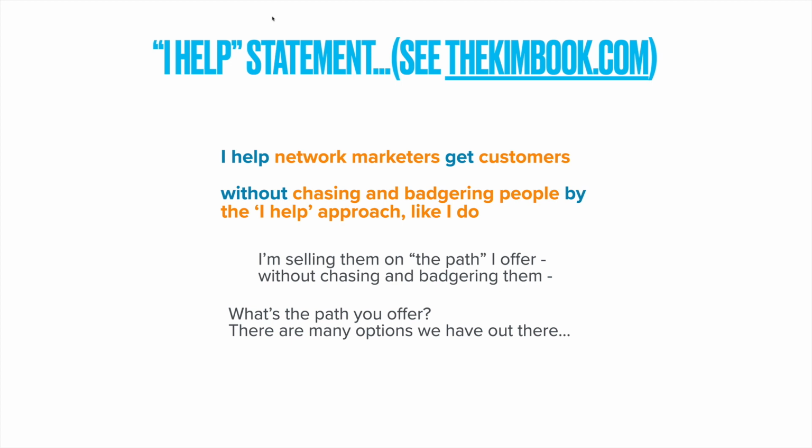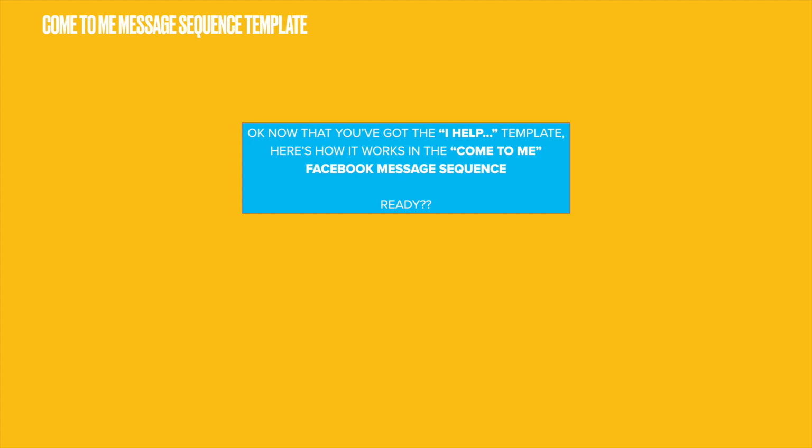All right, so let me show you how we are going to do this for the I help sequence, the come to me, I help sequence that we're talking about, okay? So are you ready for this? This is assuming now you're going to sit in front of your computer and you have a message window open for somebody who at least knows your name. And I'm going to show you now how you can create the come to me sequence starting there.